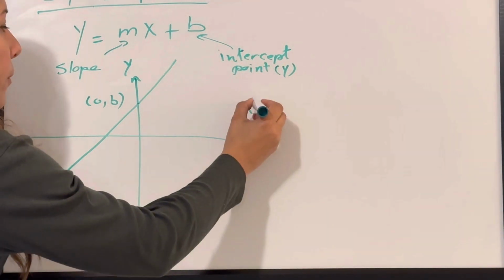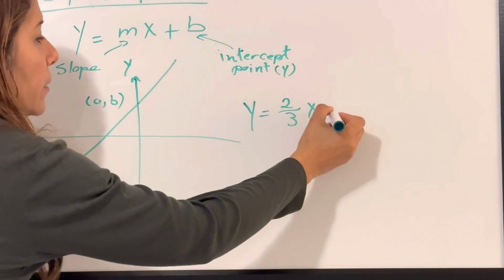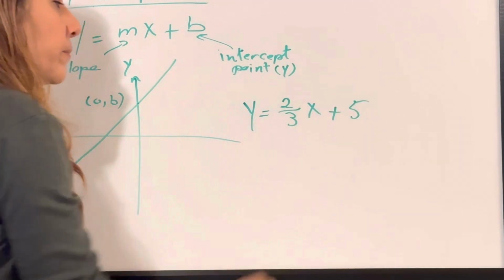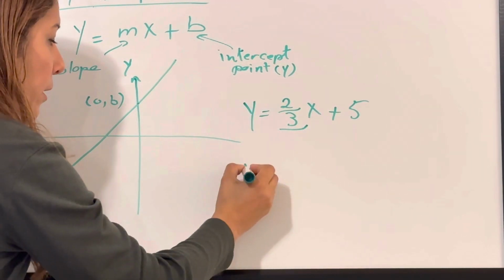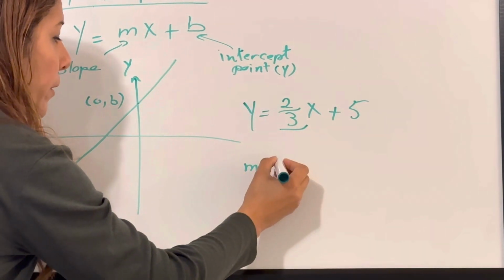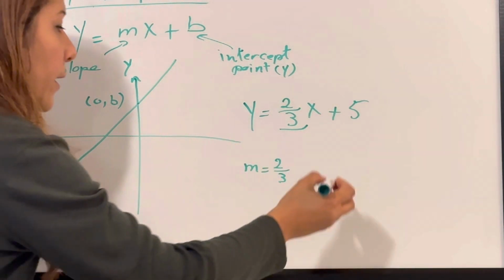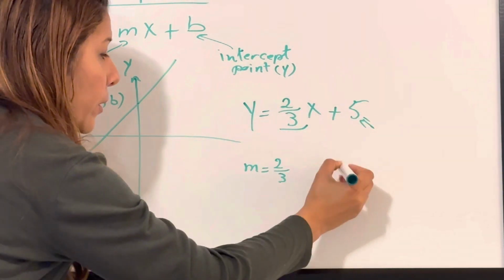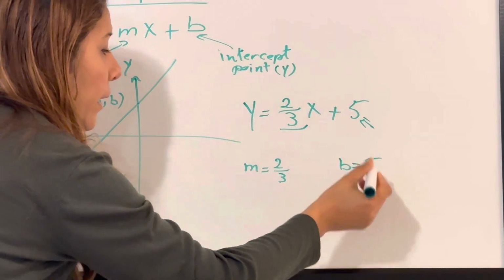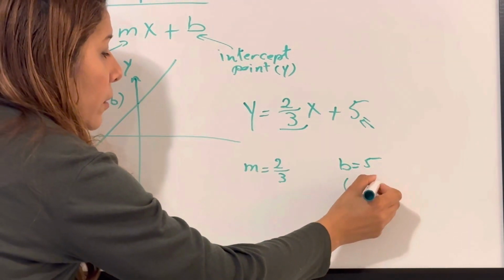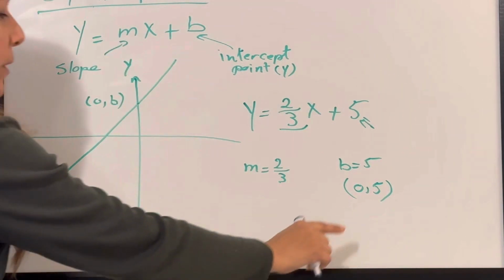So if I say y equals 2 over 3x plus 5, I can get the slope from this equation. So m here, the slope, is 2 over 3. And also I can get the b point, which will be equal to 5. So the coordinate of the point that intercepts the y-axis will be 0 and 5.